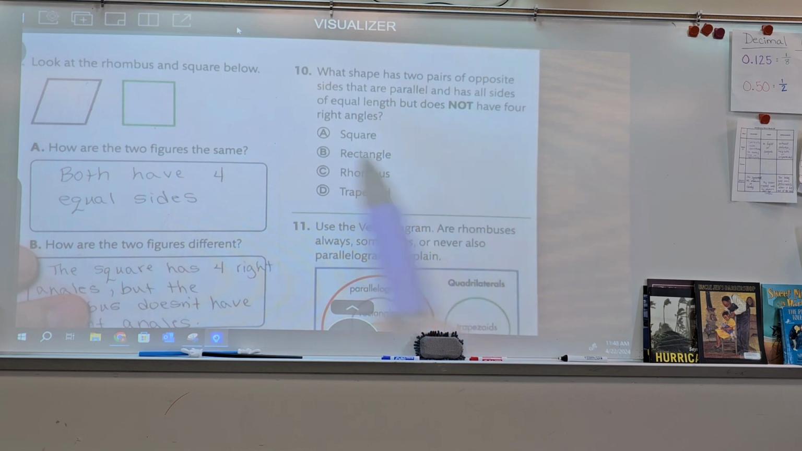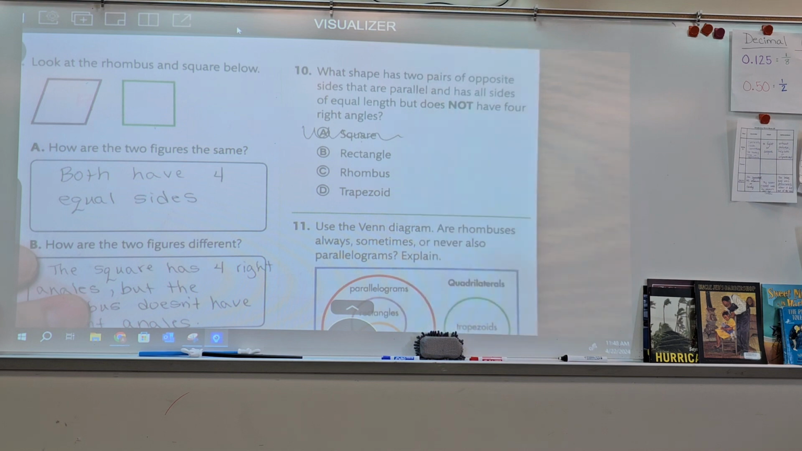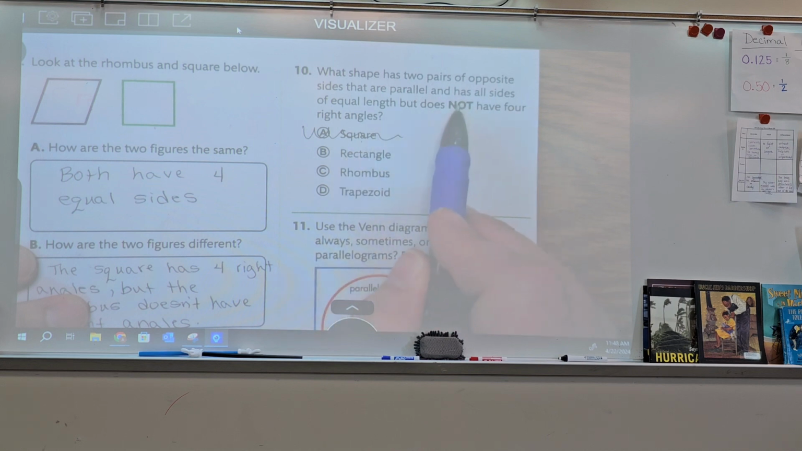Number 10, what shape has 2 pairs of opposite sides that are parallel and all sides of equal length, but does not have 4 right angles? A square has 2 pairs of opposite sides that are parallel. A square has all sides equal length, but a square also has 4 right angles. The shape I'm looking for does not, so I know it's not a square. A rectangle has 2 pairs of opposite sides that are parallel, but a rectangle does not have all sides equal length, so it can't be a rectangle.